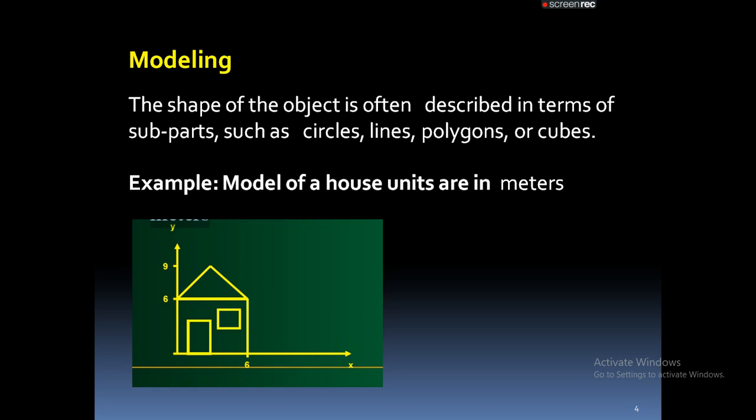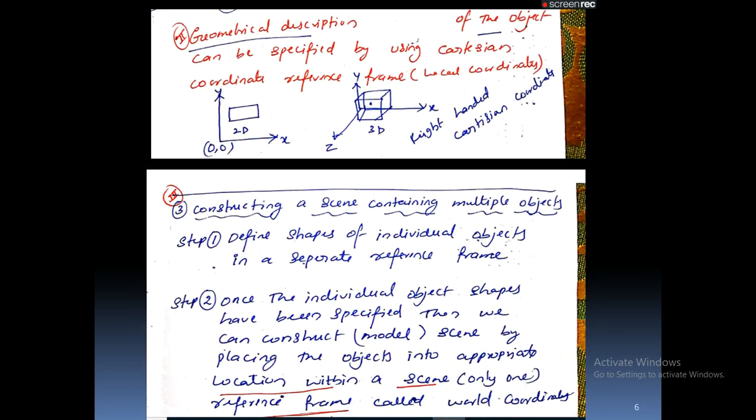So when this image contains multiple objects, we need to represent the shape of every object by taking a separate Cartesian reference frame. In this example, there are four objects. Represent each object by using one separate Cartesian reference frame. So this is the first step: define shapes of the individual objects in a separate reference frame.